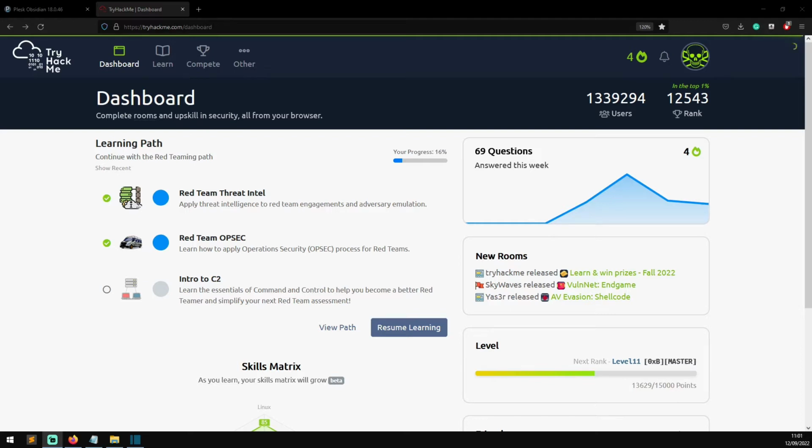Today we are continuing to walk the learning path of the red team operator. That's right, we're on TryHackMe and we're going through the red teaming learning path. We're still in room 1 but we're on task 4, which is red team OPSEC. Learn how to apply the Operation Security (OPSEC) process for red teams.